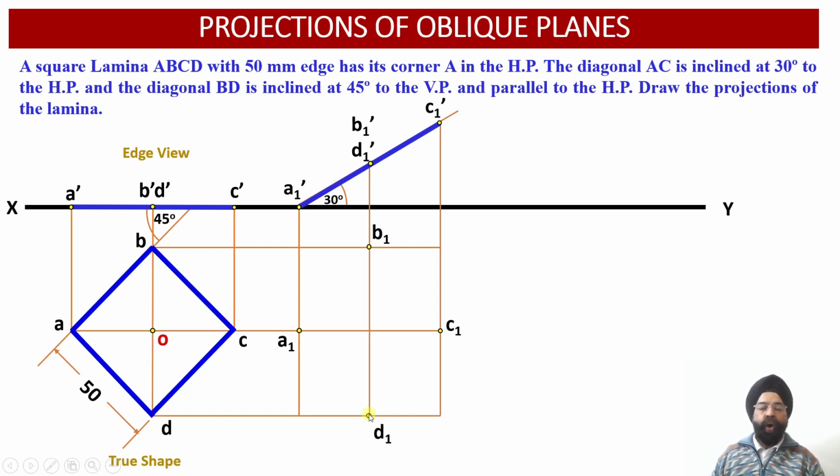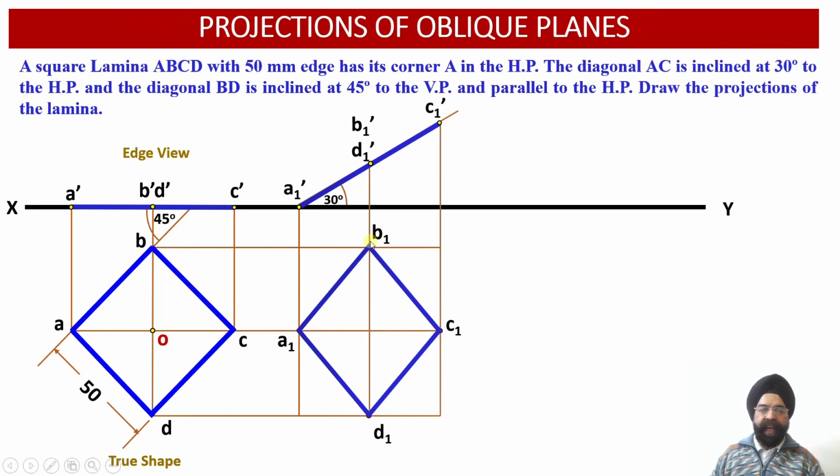So this way all the 4 points in the plan projection corresponding to the lamina, which happens to be inclined to the horizontal plane at an angle of 30 degree, have been obtained. Now we can see, since this diagonal A1 dash C1 dash is inclined to the horizontal plane, the projection of A1 C1, that is the diagonal AC, in the top view projections will reveal the apparent length or the foreshortened length of this particular diagonal.